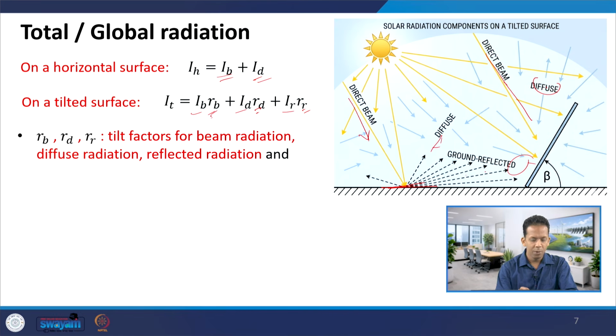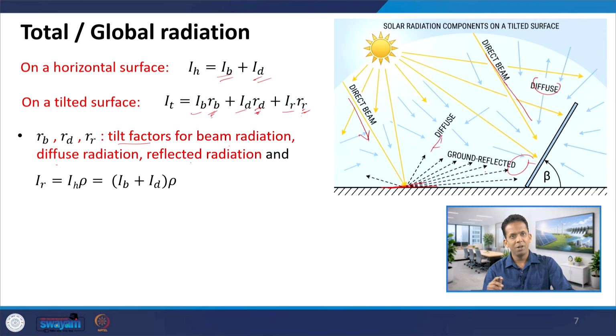So, RB, RD, RR are tilt factors for beam radiation, diffuse radiation and reflected radiation respectively. Each of those tilt factors is defined for each radiation as the ratio of that particular radiation on a tilted surface to that radiation on a horizontal surface. And this reflected radiation depends on the property of the ground or the surface which is reflecting that radiation, rho. So, IR is nothing but total radiation which is falling on a horizontal surface.